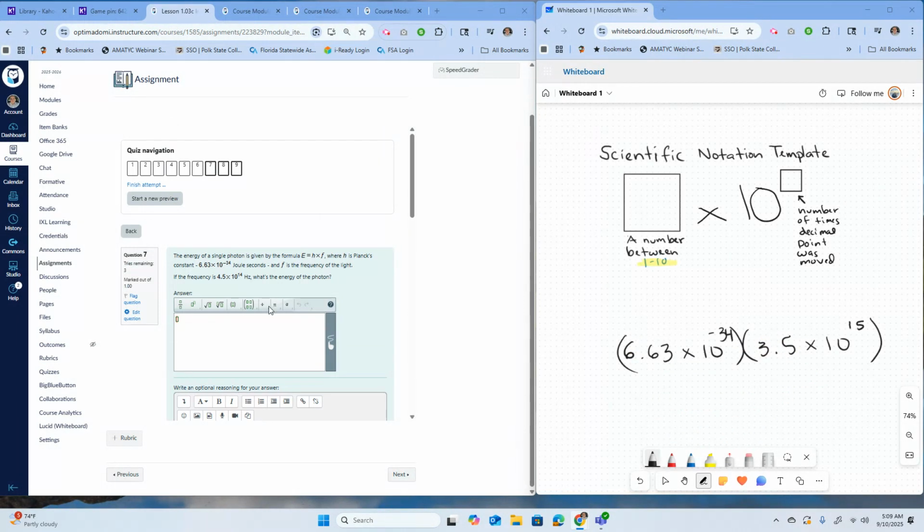And problem number 7, another word problem. But in this word problem, they gave you a formula, which is the energy of a single photon. Basically, you're going to multiply the H, which is called the Planck's constant.